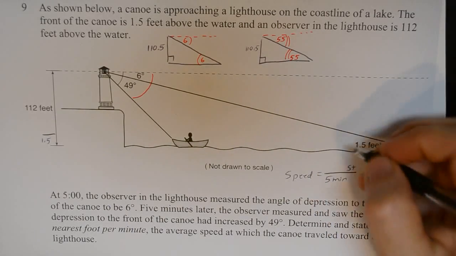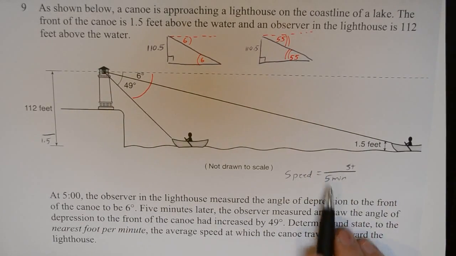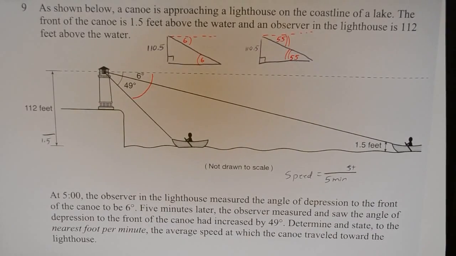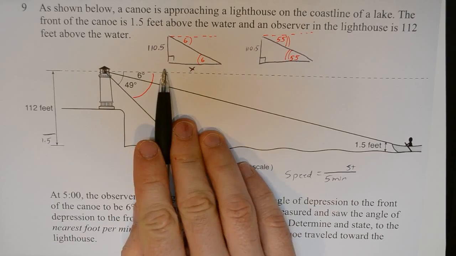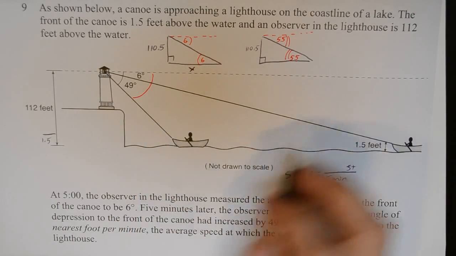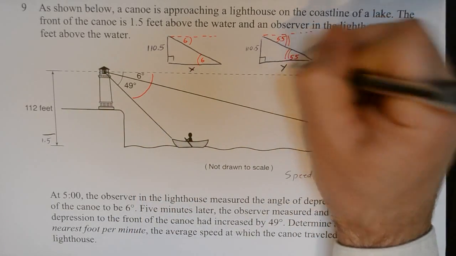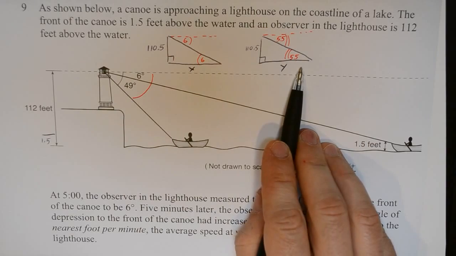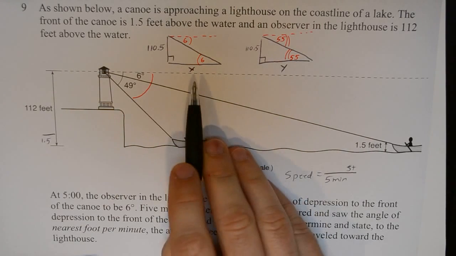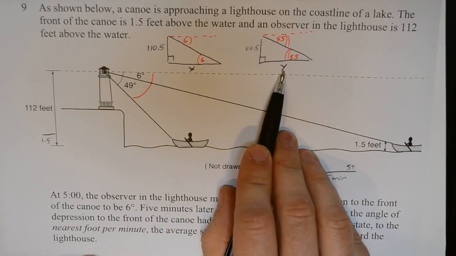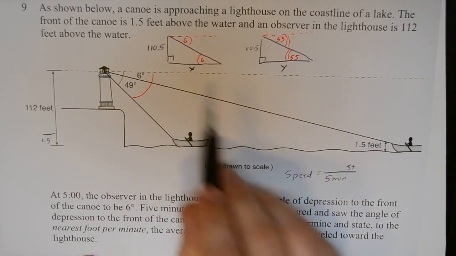I need to know how far they went in that 5 minutes so I can turn it into a foot per minute speed. Well, that means I need to know two things. I need to know what the distance was from the lighthouse to the canoe in the first one, and then I need to know what the distance was from the lighthouse to the canoe in the second situation. So these are two relatively straightforward, hopefully easy trig equations for you to set up and solve. We have the opposite side, 110.5, and we're looking for the adjacent side, x in this case, y in this case, so that's going to be a tangent, opposite over adjacent.